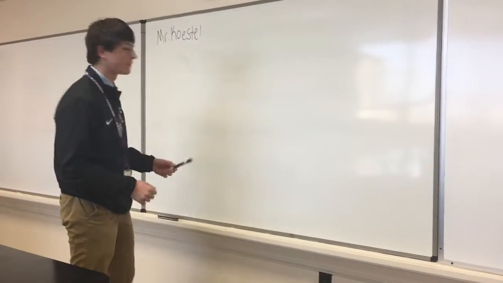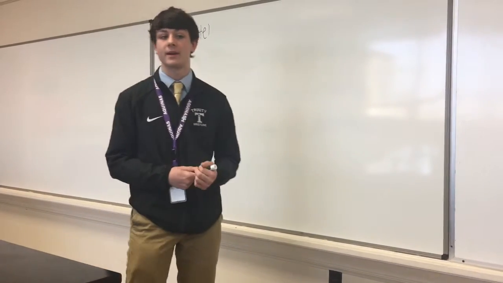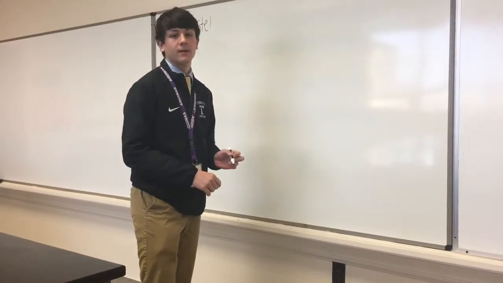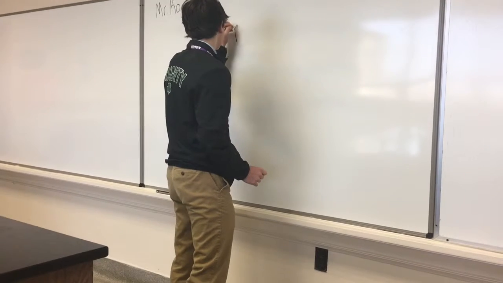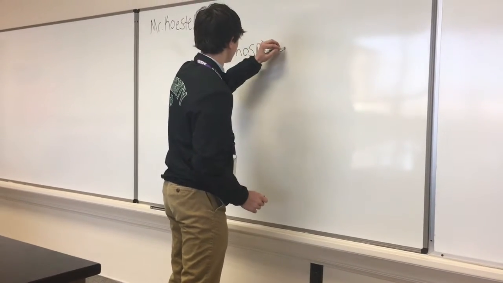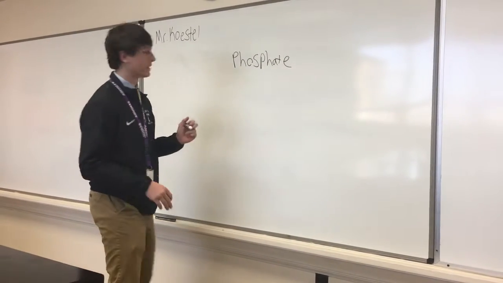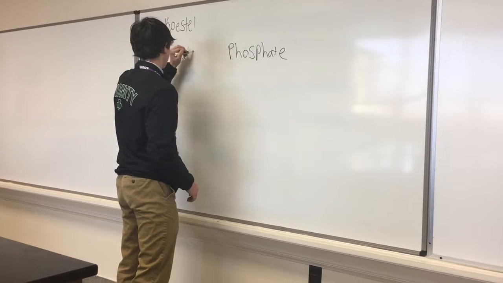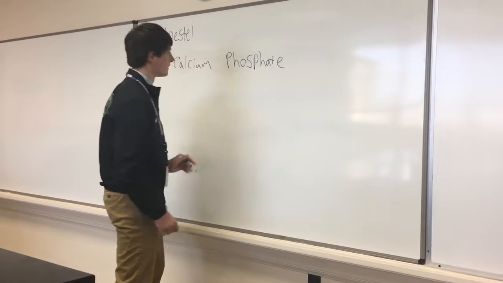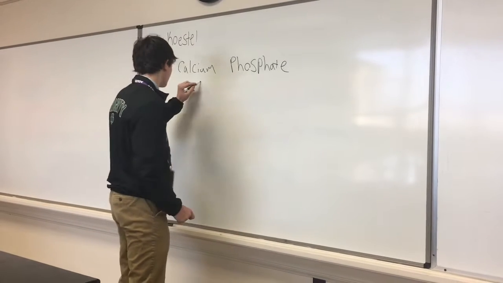Today we're going to continue our talk about binary ionic formulas, but this time we're going to use the polyatomic ion. So let's start out with our polyatomic ion, phosphate, and then let's use our representative element, calcium. Now these two form calcium phosphate. Now here's how you write that out.